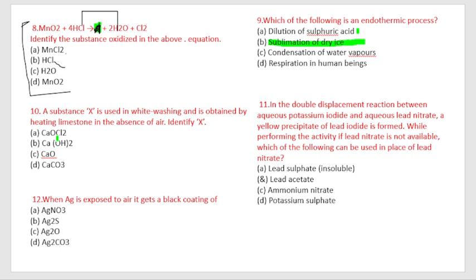Then 10th question. A substance X is used in whitewashing and is obtained by heating limestone in the absence of air. Identify X. Which is the substance that we are using for whitewashing? Here our answer is calcium oxide. Okay. Don't get confused while choosing the option. Limestone means calcium carbonate. When we heat this calcium carbonate, it will decompose into calcium oxide and carbon dioxide.